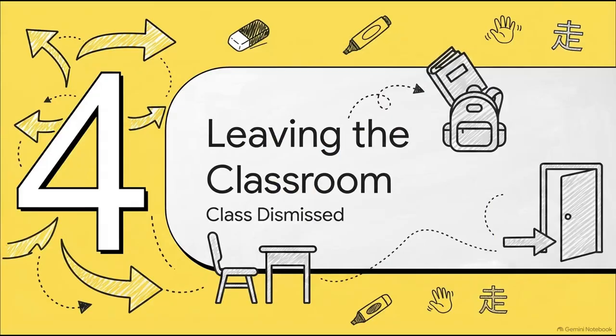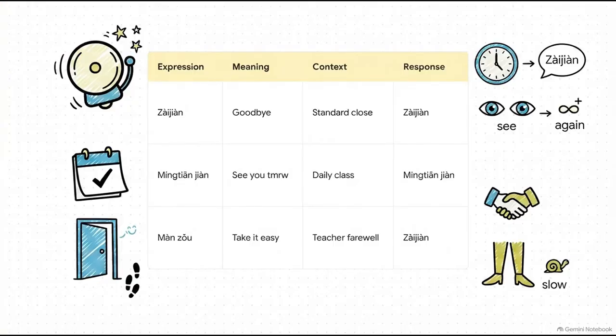Section 4. Leaving the classroom. Class dismissed. Okay, the bell's about to ring, so let's get our notes ready for how to properly leave. Add these final 3 phrases to your table. First up is 再见, the absolute standard goodbye. Make sure to capture its literal meaning in your notes because it's a great memory trick. It literally means again, see.